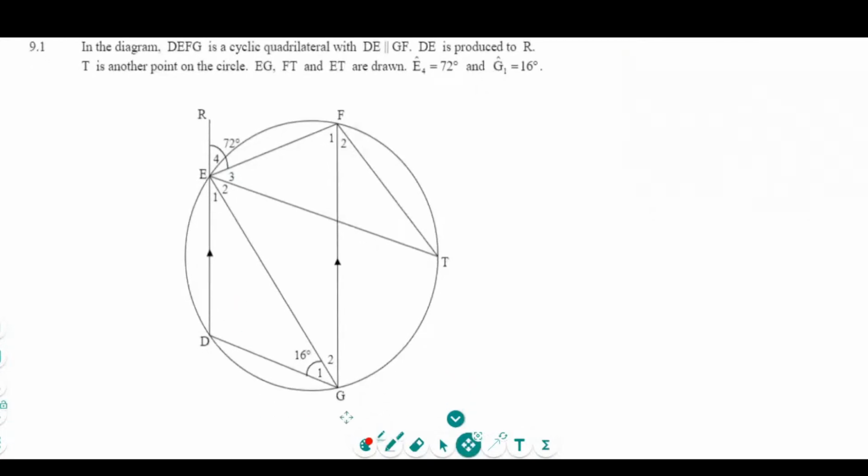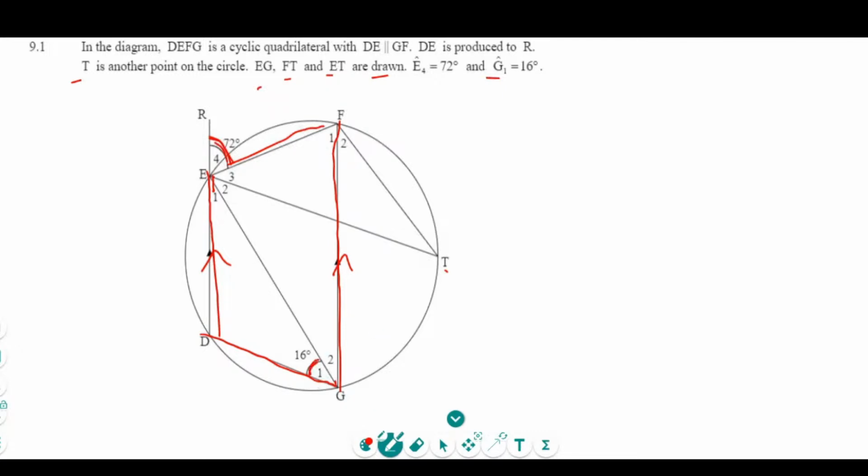So they are telling us that in the diagram, we have DEFG is a cyclic quadrilateral. This is cyclic for as long as it is touching the ends of a circle. And then DE is parallel. So with parallel lines, we must look for alternate, corresponding, or co-interior angles. D is produced, extended to R. T is another point on the circle. EG, FT, ET are drawn. And then E4 is 72, G1 is 16.